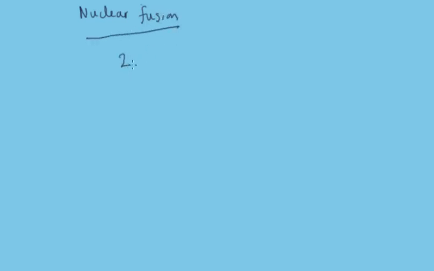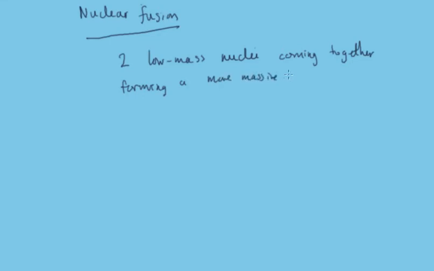So that's when we have two low mass nuclei coming together to form a more massive nuclei. So for example, two hydrogen atoms forming a helium atom.